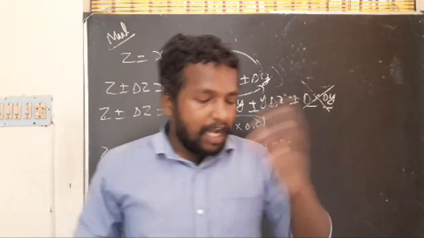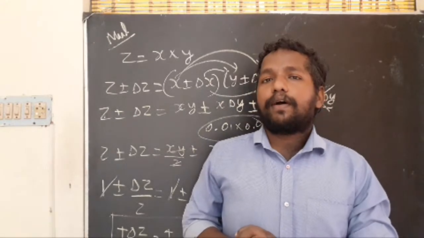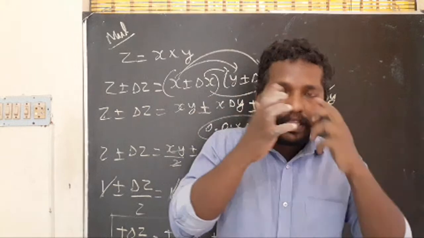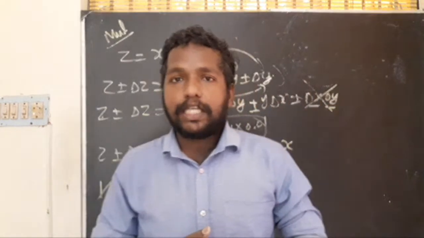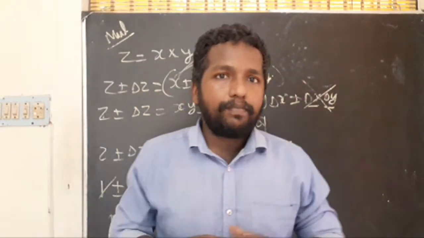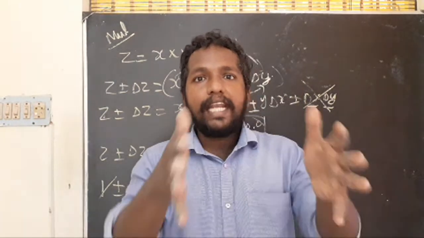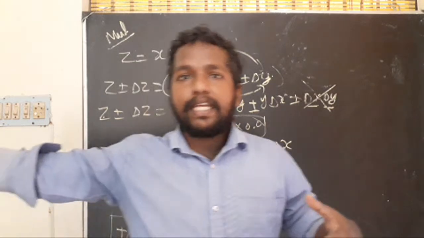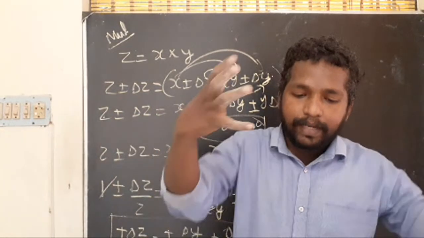Third one, error due to the observer. Because of the parallax method, if you are looking with this eye, the distance between the two eyes can also cause the error. It all depends on the observer. Some person will be standing at 90 degrees and observing the reading, some person will be standing at some other angle and observing the reading, and that also will cause the error.